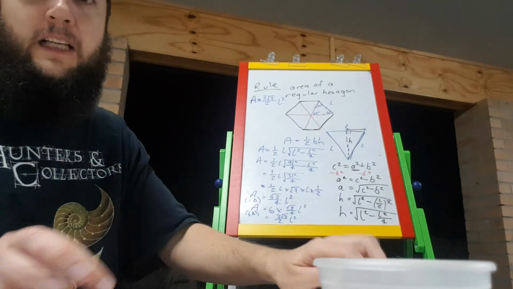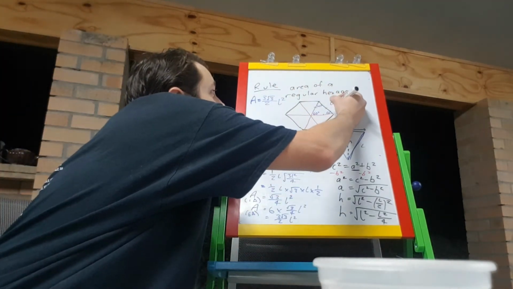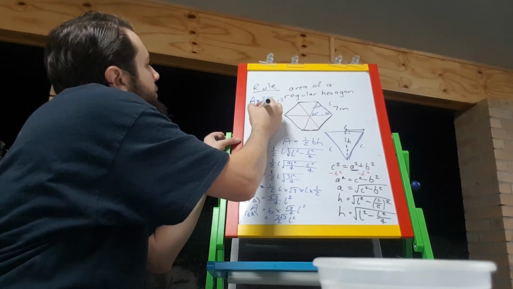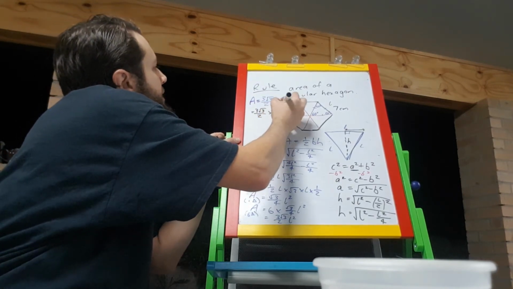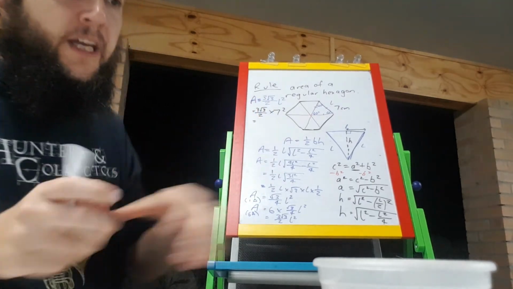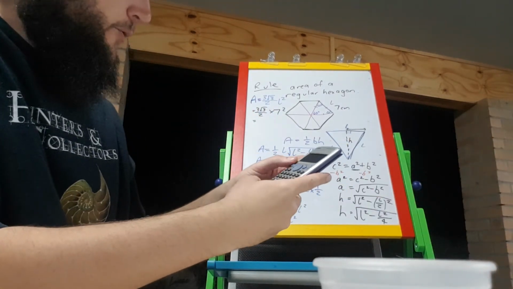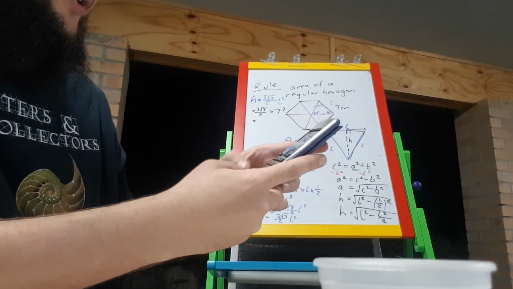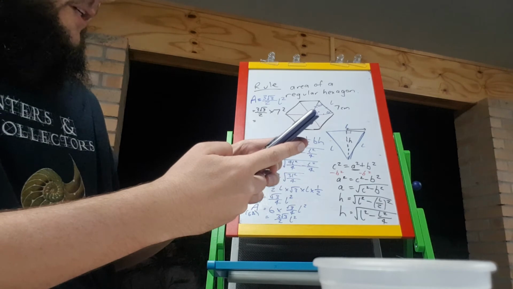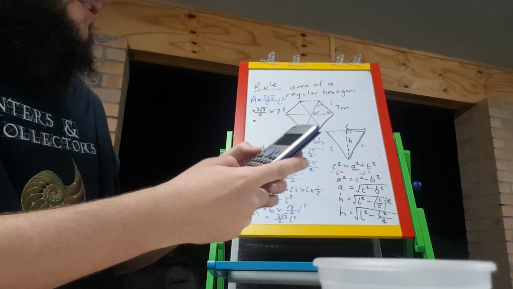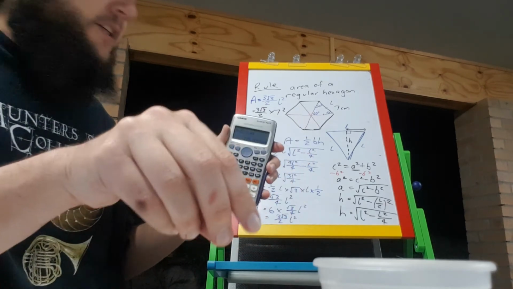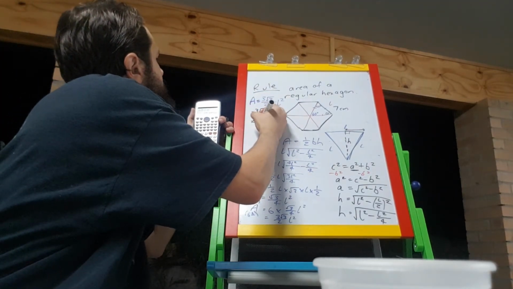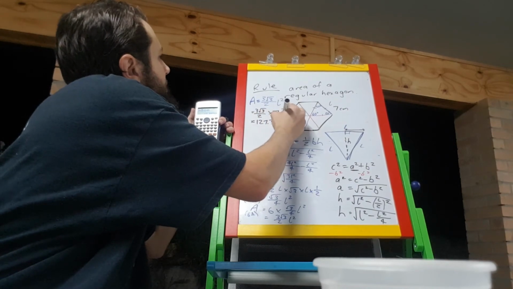So for example, if the length of one side here was 7 centimetres, you could put it in this formula, 3 root 3 over 2 times 7 squared. We put that in our calculator. So 3 times root 3 divided by 2 times 49. And you'll get an area of approximately 127.31 centimetres squared.